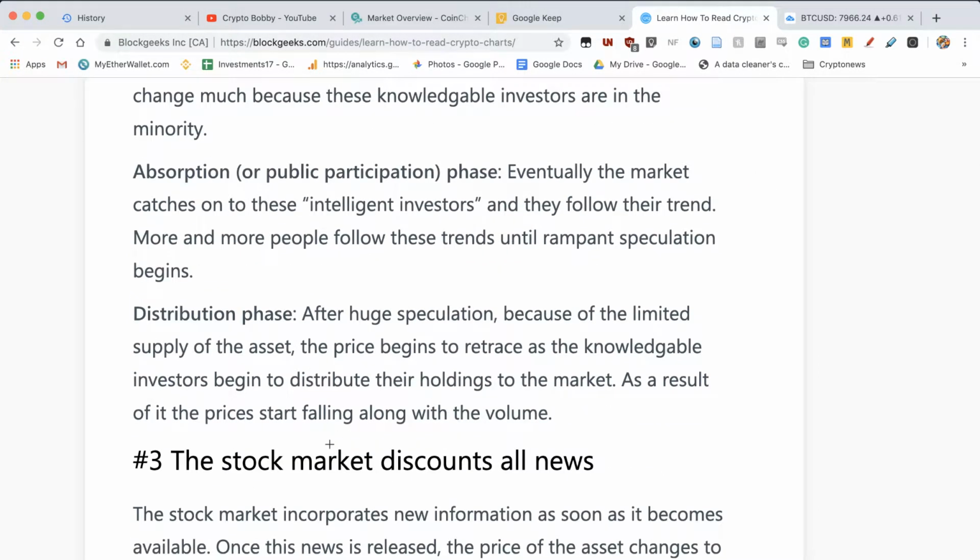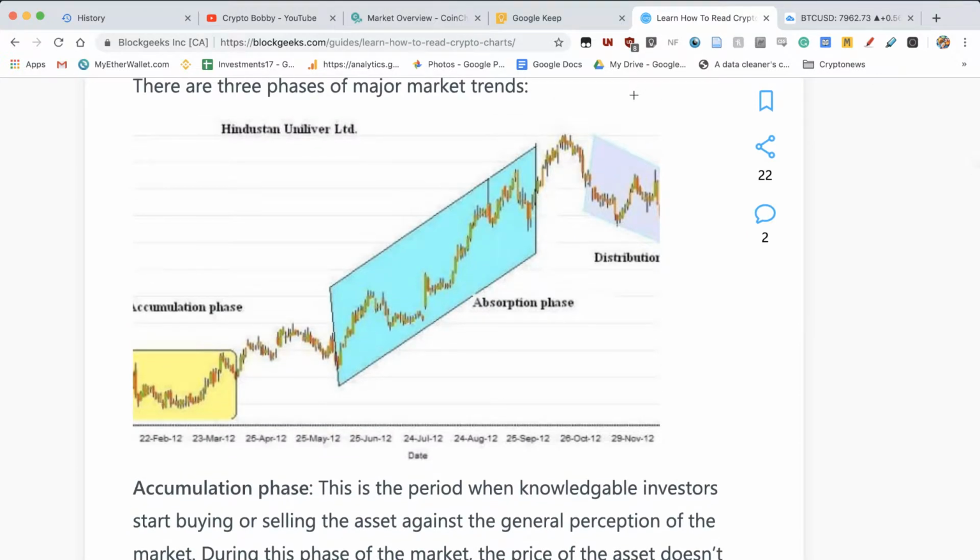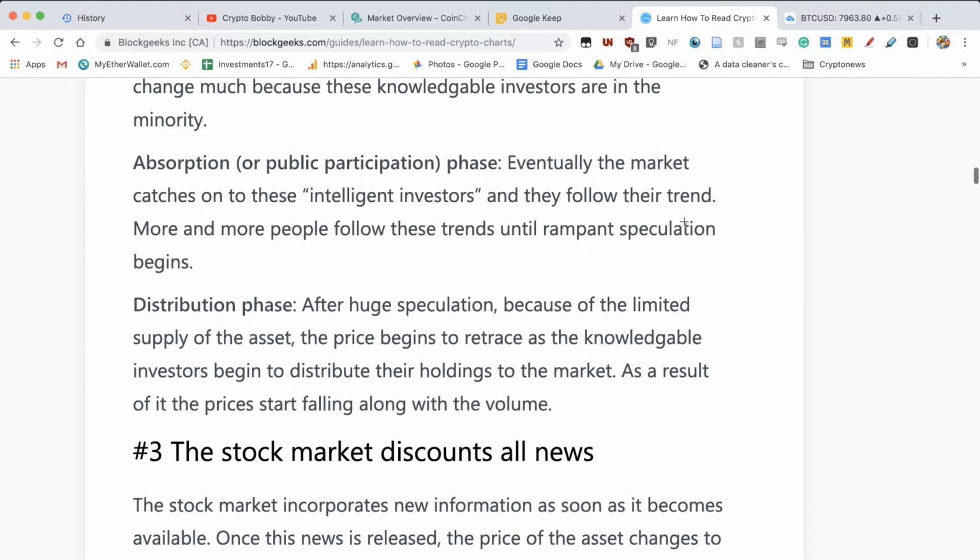And distribution phase, after huge speculation, because of the limited supply of the asset, the price begins to retrace as the knowledgeable investors begin to distribute their holdings to the market. So in this phase, the early investors which accumulated here and maybe some that accumulated at the beginning will be diversifying their portfolio, either maybe selling their cryptocurrency for fiat or buying altcoins or other things.